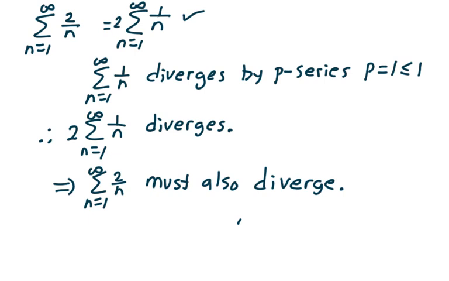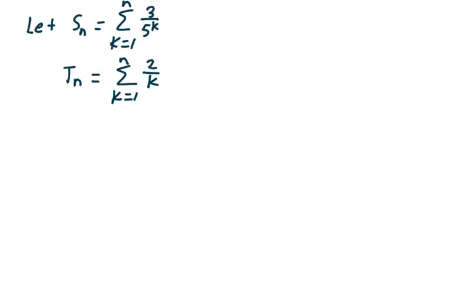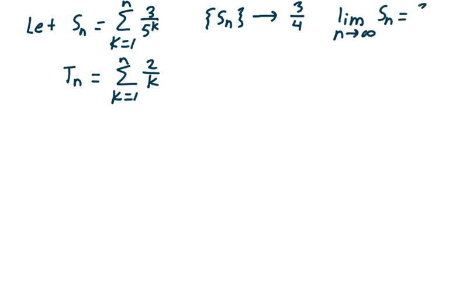Now, this is what I want to take a look at. I'm going to let S sub n equal the summation from k equal 1 to n of 3 over 5 to the k. What we have shown is that this sequence of partial sums converges to 3/4. And remember, another way to say that is that the limit as n goes to infinity of S sub n is 3/4.